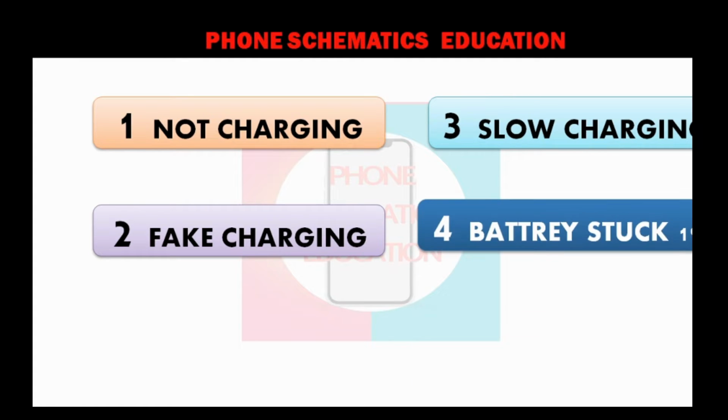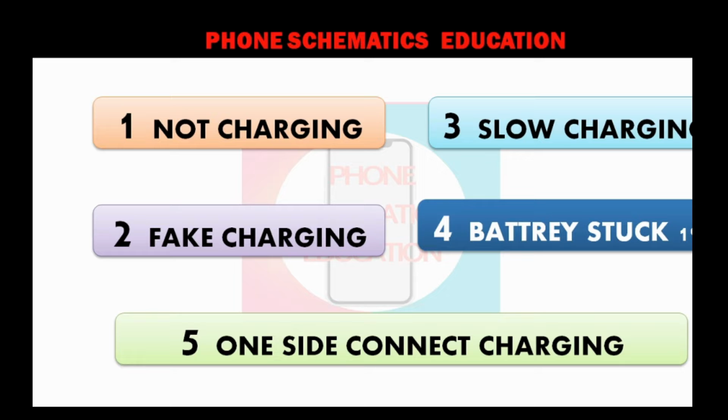Now next fault, battery stuck on 1%. If you remove the battery or replace it with a new battery, this fault has the same condition. The battery does not show the real storage in it. It shows only 1%. Or sometimes when you connect the charger, your phone turns on, but when you remove the charger, the battery is stuck on 1%, or your phone switches off automatically, right?